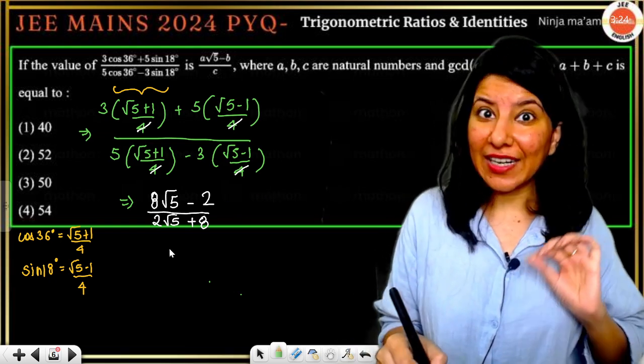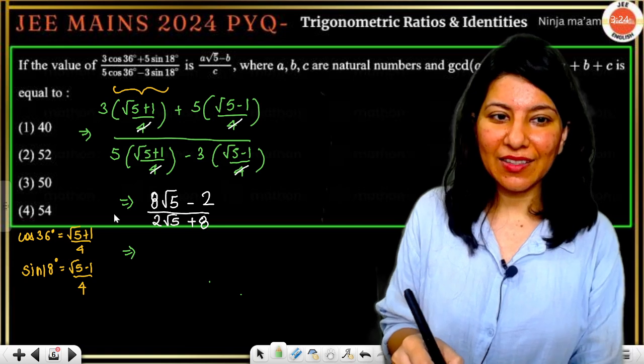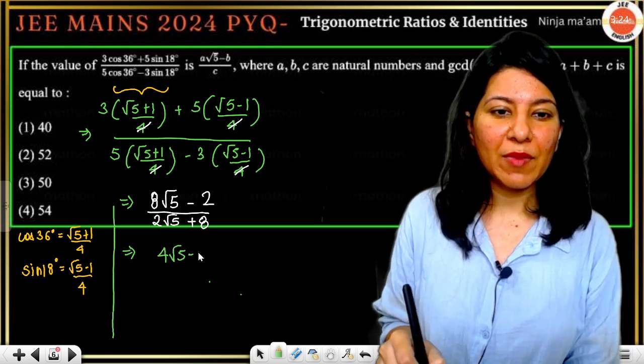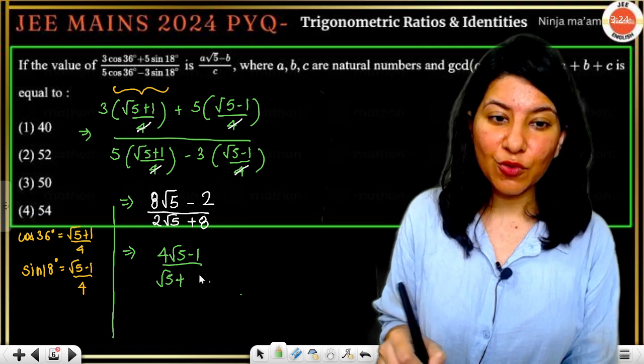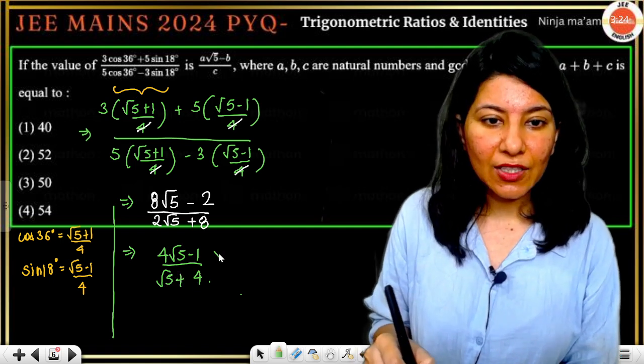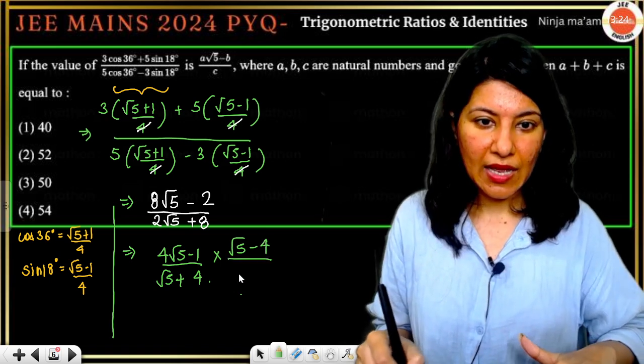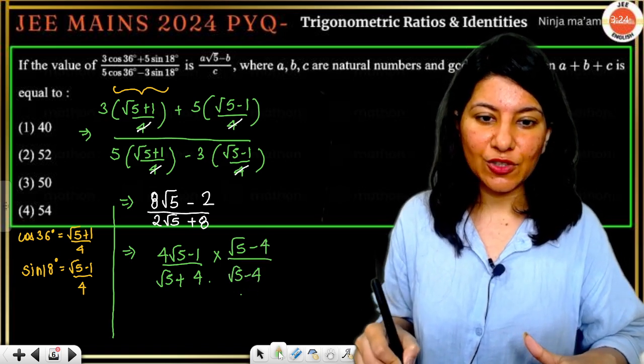No, not right now. We can do one thing. We can take 2 common: 4 root 5 minus 1 upon root 5 plus 4. Now is the time that you do root 5 minus 4 and root 5 minus 4. That is the rationalization part.